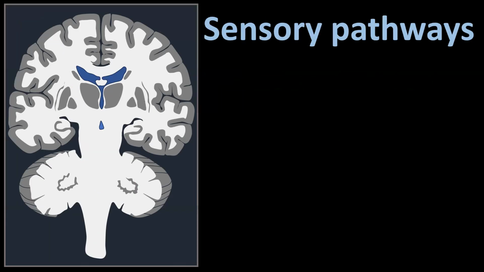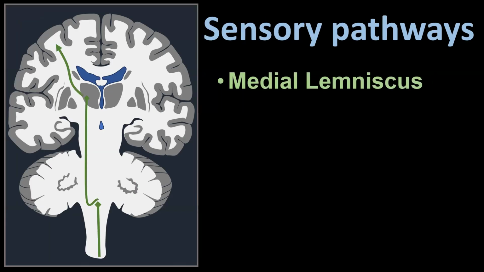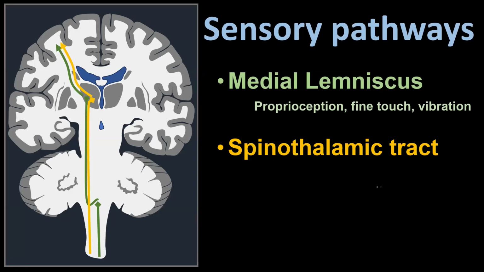Let's talk about the sensory pathways. There are three main ones you need to know for this presentation. We have the medial lemniscus, which carries sensory information about proprioception, fine touch, and vibration from the spinal cord to the cerebral cortex. There's a first synapse at the level of the medulla oblongata and a second one at the level of the thalamus.